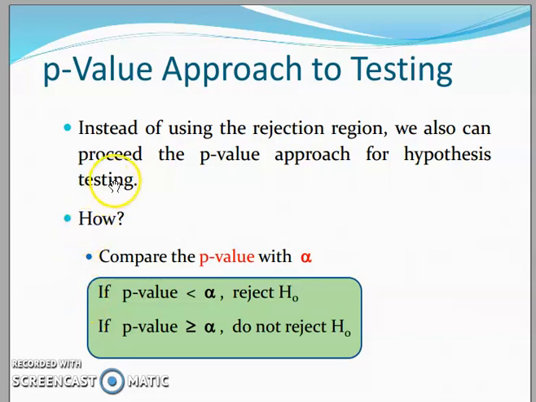The second approach for hypothesis testing is the p-value approach. Instead of using the rejection region, we can also proceed with the p-value approach for hypothesis testing. So how can we do this? By comparing the p-value with alpha. If the p-value is less than alpha, the decision is reject H null. If the p-value is greater than or equal to alpha, the decision is do not reject H null.